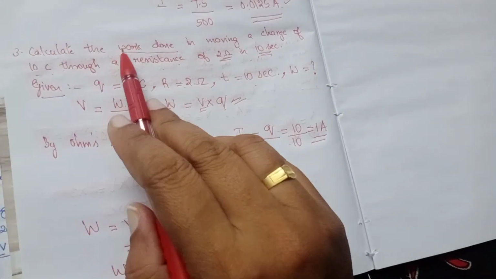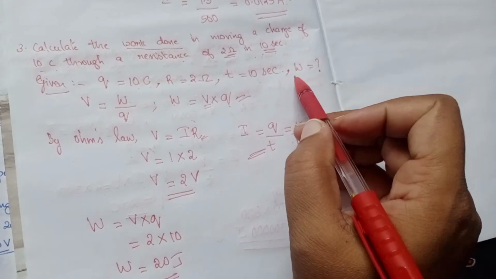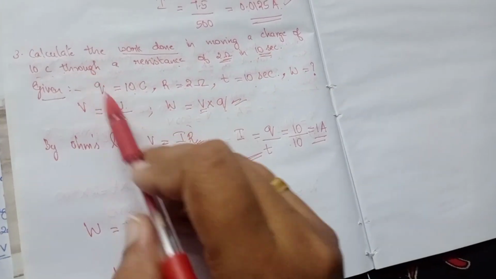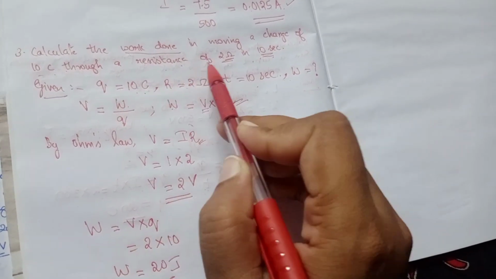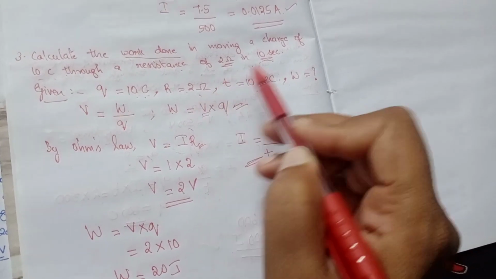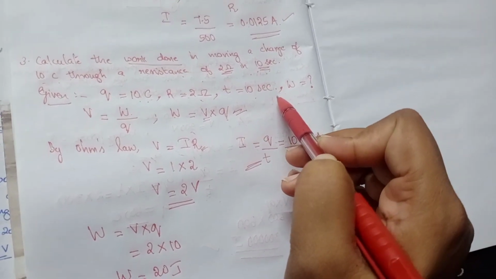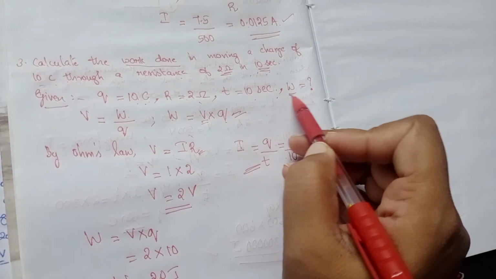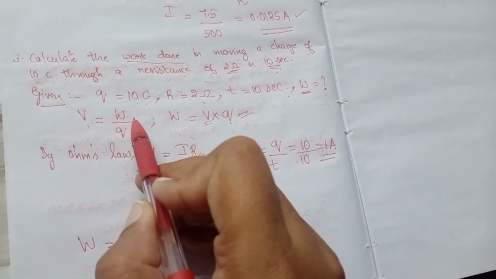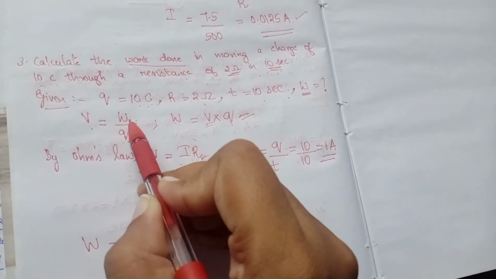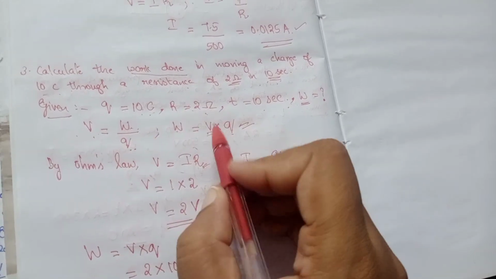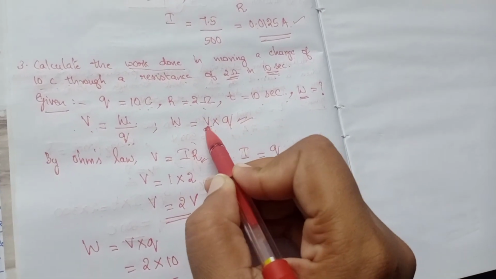Okay, so the question given is you need to calculate what is the work done, and the value of charge Q is given as 10 coulomb. The value of resistance is given as 2 ohm and the time is also given as 10 seconds. So we need to find W. So we know that V is equal to W by Q, or we can write W is equal to V into Q.